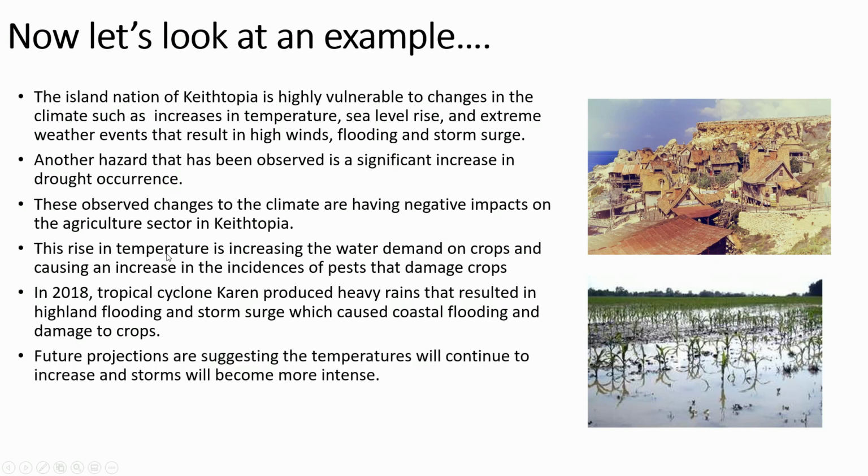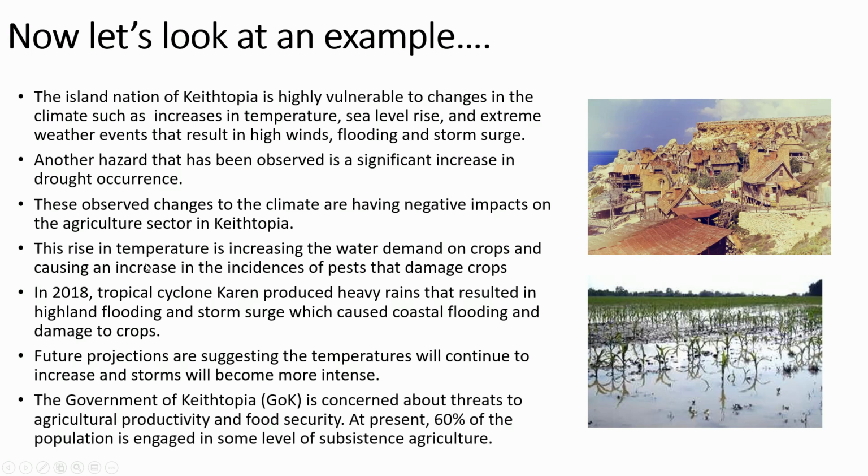So future projections, these are the projections for the future climate conditions that may happen. These are suggesting that temperatures will continue to rise. And we're fairly certain about that. We're very certain that temperatures are going to continue to rise. And that storms, when they do happen, are going to become more intense. And part of this is because the seawater is warmer, and that fuels more intense tropical cyclones.